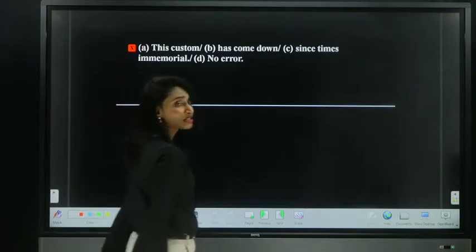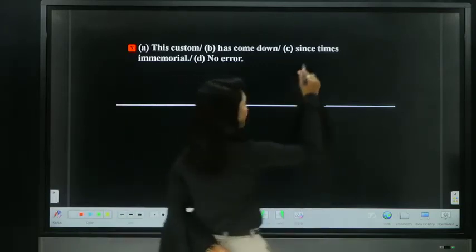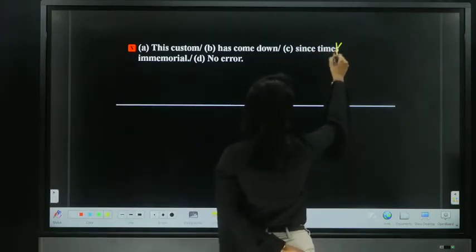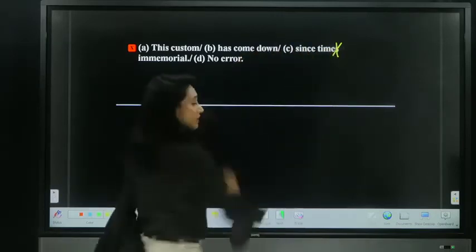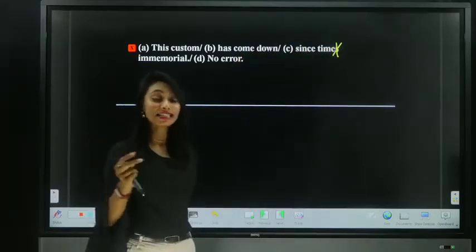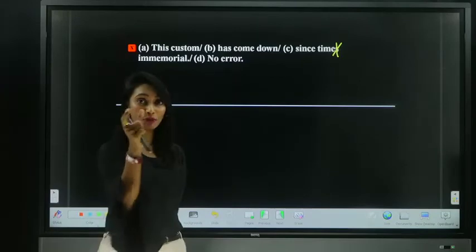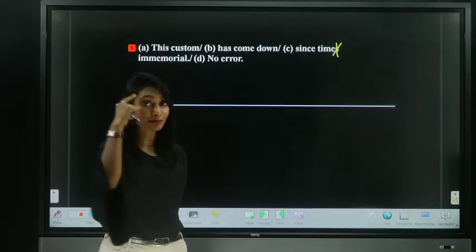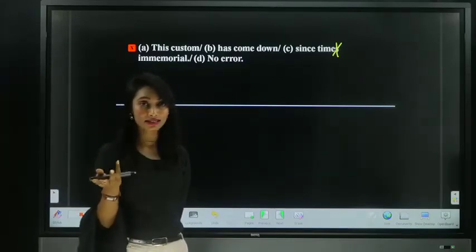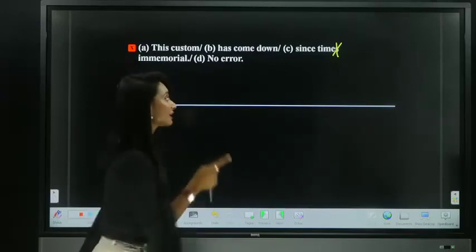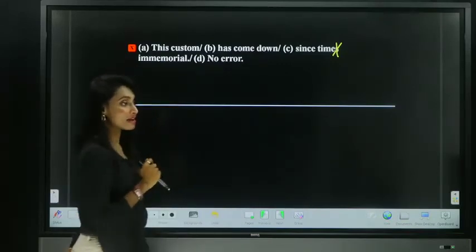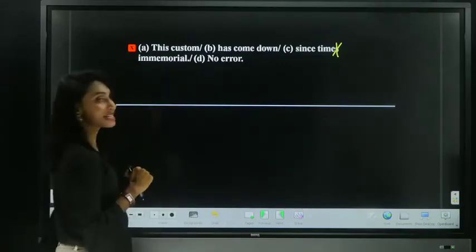See, the error is with a time indicator. There is nothing like times immemorial. It is time immemorial, not times. We are talking about time immemorial. We are not sure when it is. So time immemorial, not times immemorial. So that is the error, and the answer is option C.